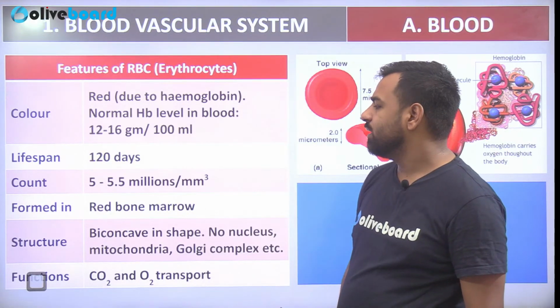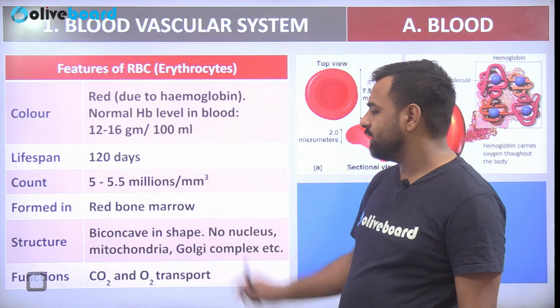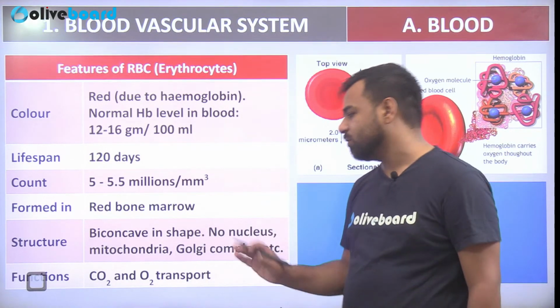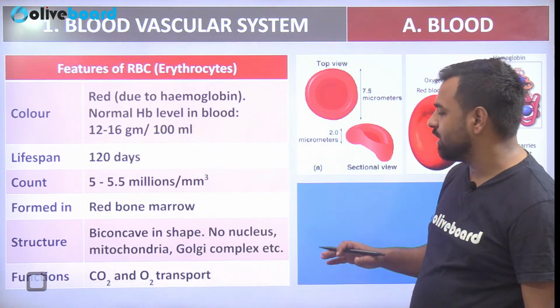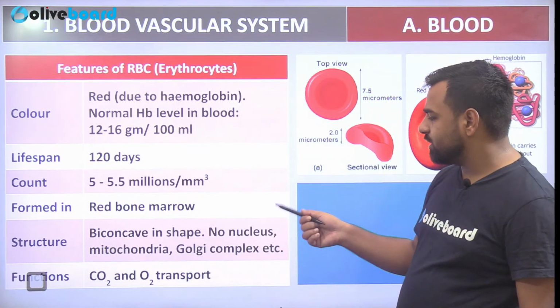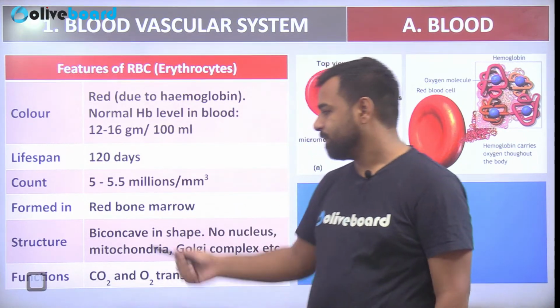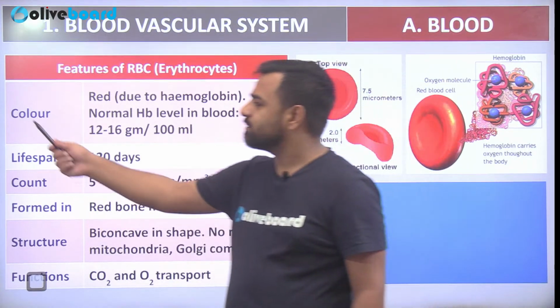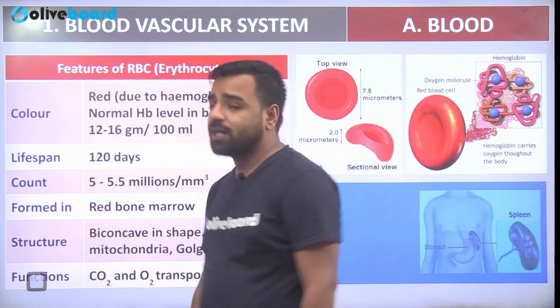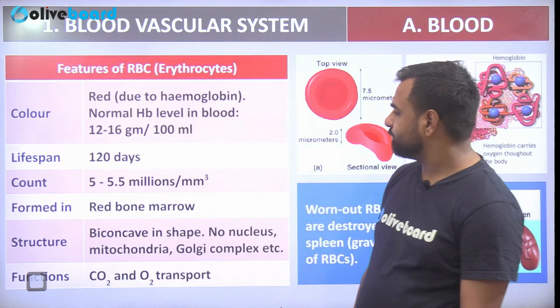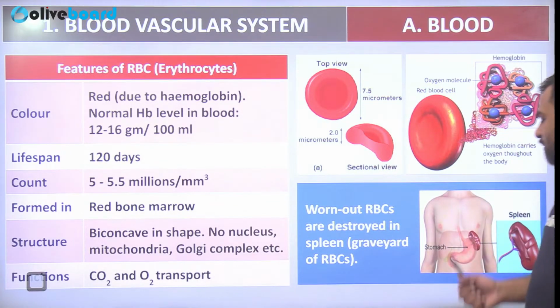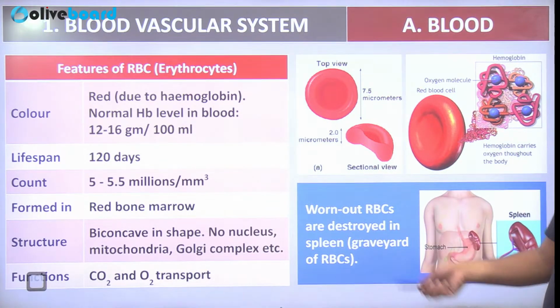Then it is formed in bone marrow and the structure is biconcave in shape. There is no nucleus, no mitochondria, no Golgi complex. So this is actually asked in the examination. You must remember this. Okay, what are the functions? It helps in the transportation of oxygen and carbon dioxide. Proceeding further, worn out RBCs are destroyed in the spleen, and that's why the spleen is known as the graveyard of the RBC. We have discussed this.